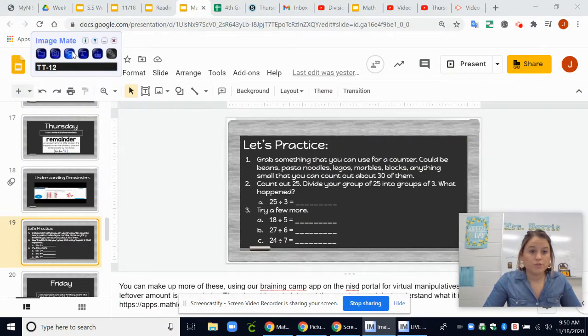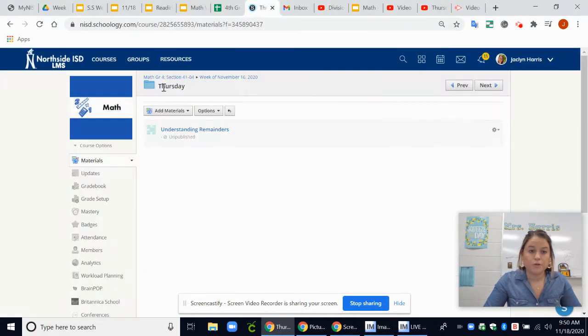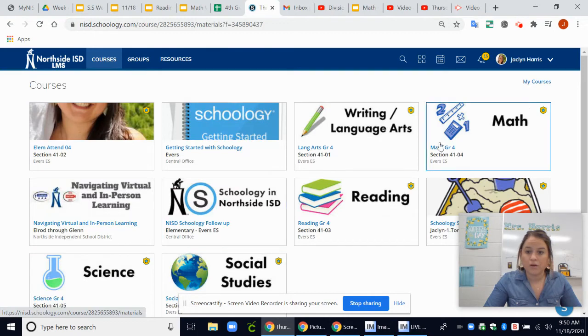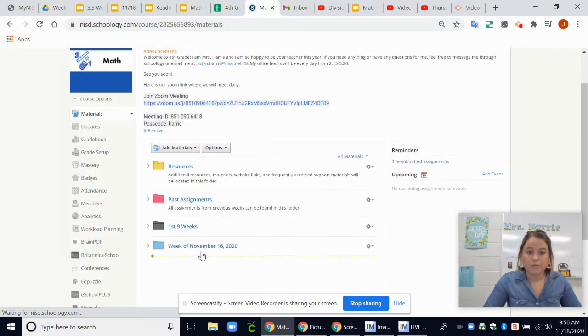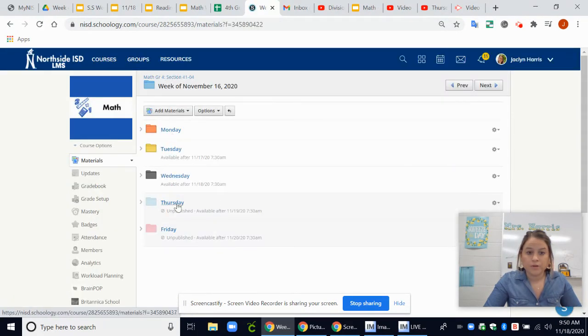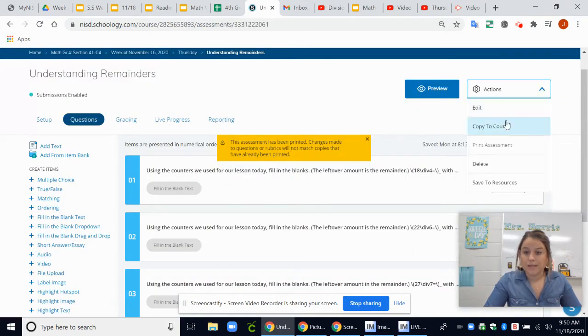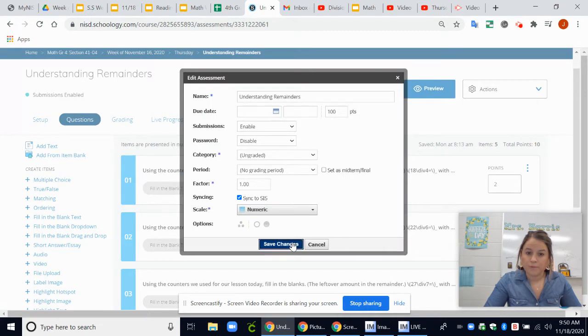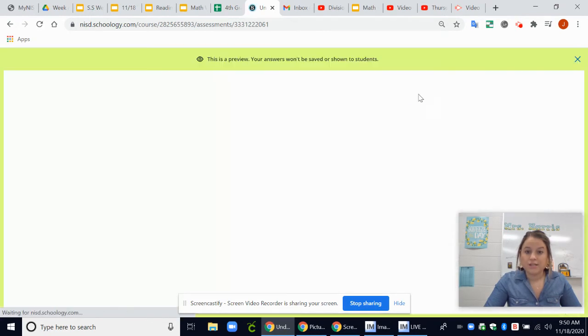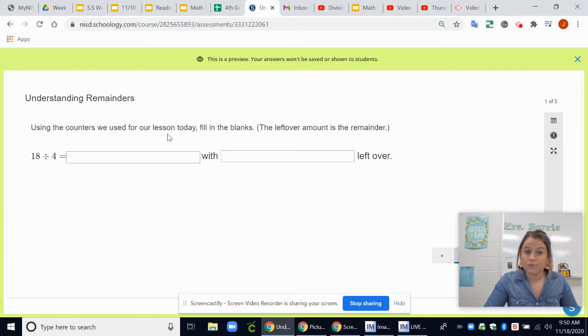So if we go to Schoology for today, you're going to go to your math tile. Here's our week folder. We are going to be on Thursday, understanding remainders. So you'll open up that assignment. It's just like the practice that we did together. Use the counters we used for our lesson today and fill in the blanks. The leftover amount is your remainder.